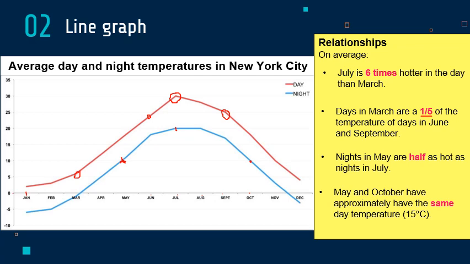Day temperature. Sorry, I was looking at the night temperature there. The day temperature would be here. There we go. So it goes up here and peaks in July, then it goes back down to the same average day temperature in October as it was in May. So I found that quite interesting and a relationship worth noting.